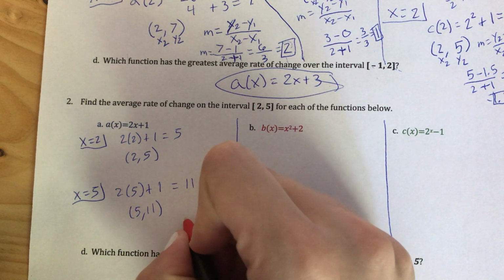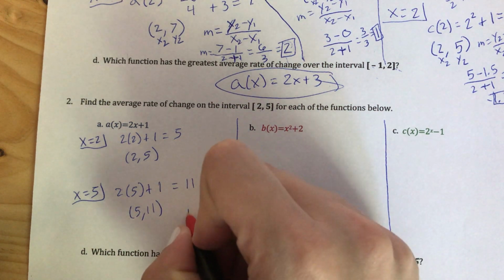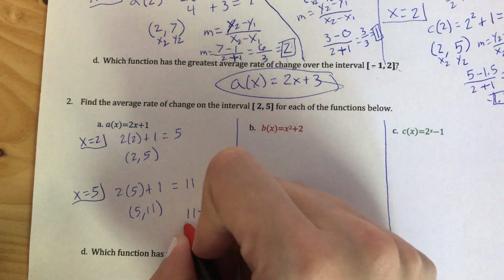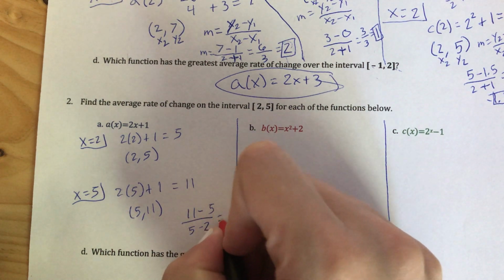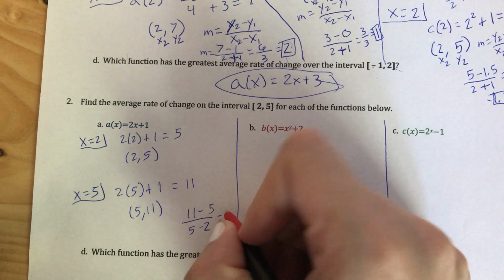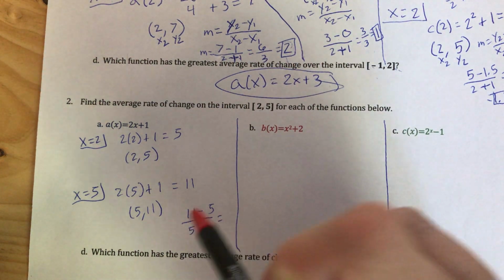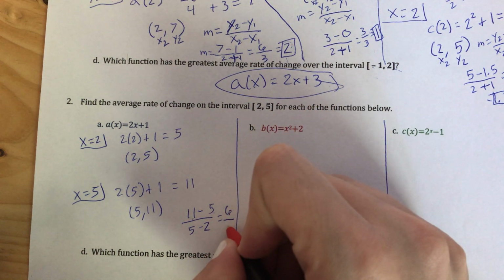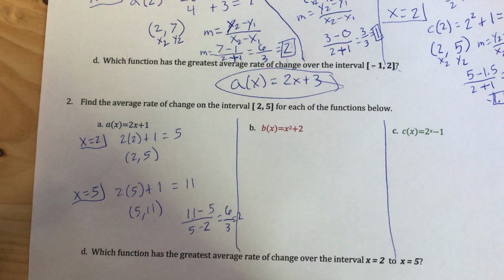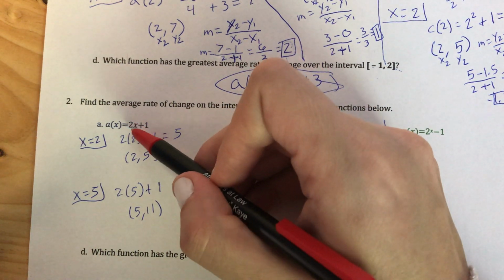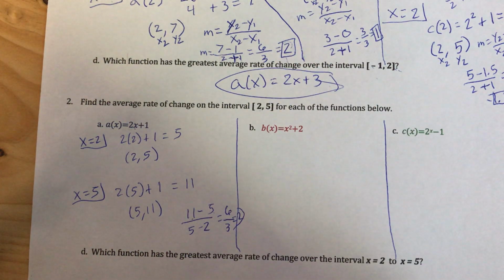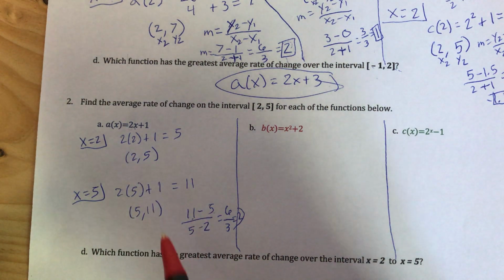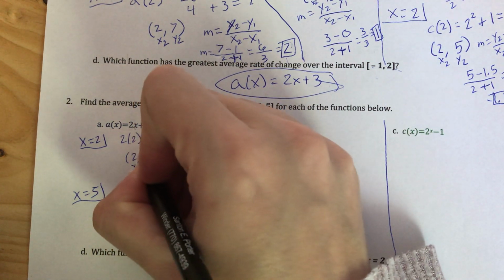And then I'm going to plug it into my slope formula. So this will be 11 minus 5 all over 5 minus 2. And I kind of skipped some steps. So if you need to go back to the last problem and see what I'm doing here, you can. 11 minus 5 is 6 all over 3. So this is 2. And notice with linear functions again, okay, you could have looked right here and seen it's going to be 2. All right, but I'll go ahead and actually label these.